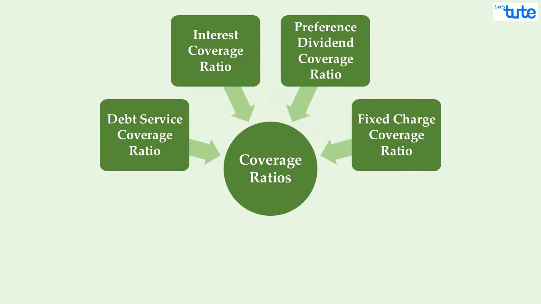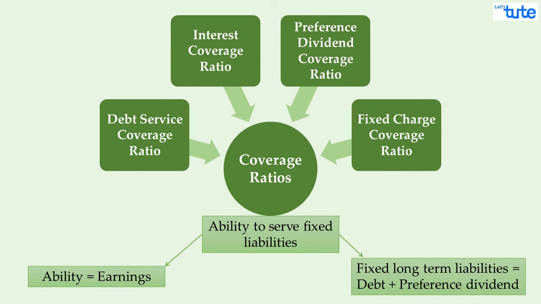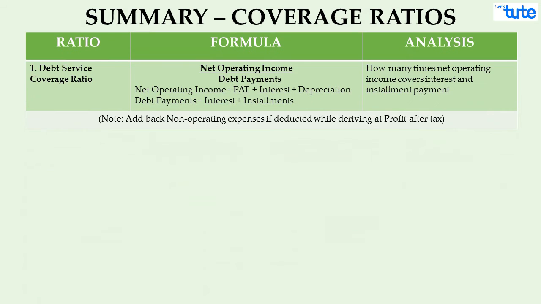So now we are done with all the coverage ratios. But before we end up, let's summarize all the coverage ratios quickly. Firstly, the coverage ratios indicate the ability to serve fixed liabilities of the company. When we say ability, it means earnings of the organization to pay fixed long-term liabilities, which mainly consist of debt and preference dividend. Here, debt will include interest and principal repayment. Now let's see all 4 coverage ratios quickly.